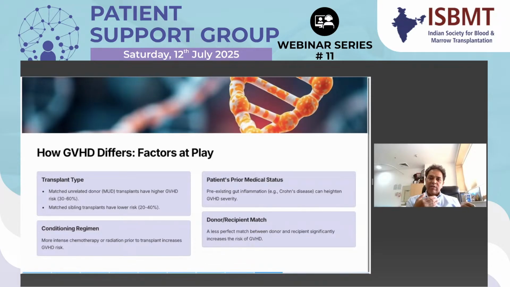Other factors is that it also depends upon how is the patient's condition before they come into the transplant. Say, for example, if somebody already has a gut problem like Crohn's disease or something, then also we know that gut is already damaged due to the illness, and then GVHD rates will go up again.